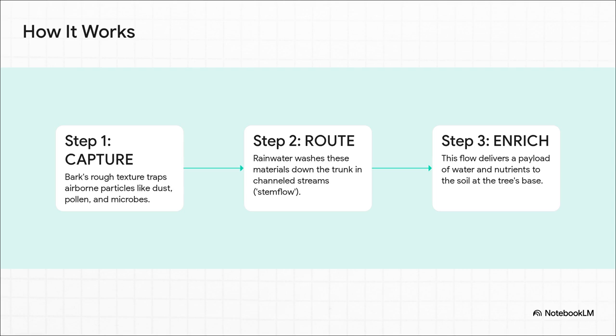And finally, step 3, enrich. This concentrated stem flow becomes a precision delivery system. It pours this incredible payload of water, nutrients, and good microbes directly into the soil right at the base of the trunk. It basically creates a super fertile hotspot right where the tree's most important roots are waiting.